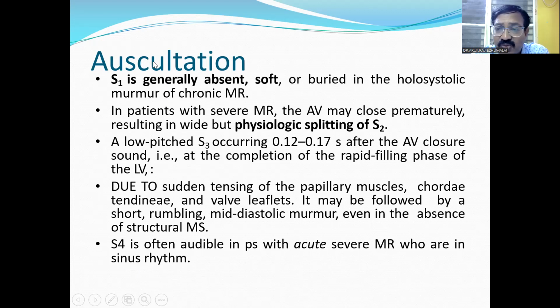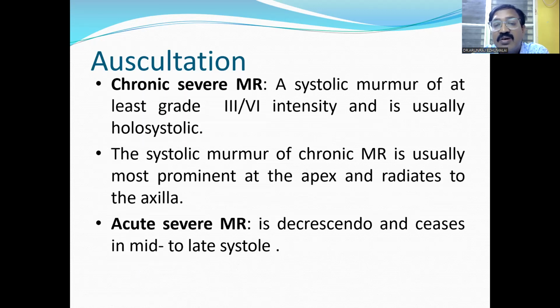So the patient will have a soft S1, S2 just present, but in the pulmonary area it will be loud due to a loud P2. S3 may also be present, and S4 will be present only when the patient has acute severe MR and is in sinus rhythm.